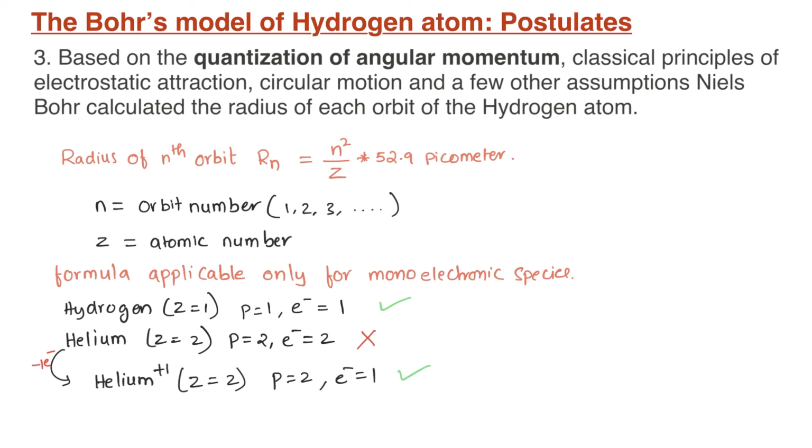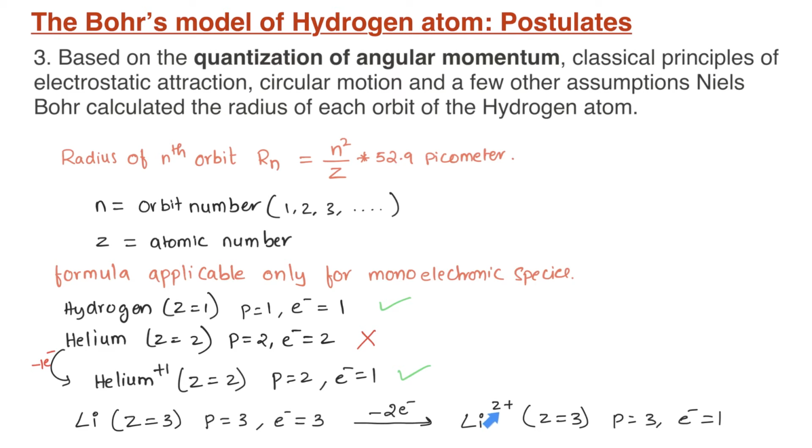Similarly, for a lithium atom with Z equal to 3, it has 3 protons and 3 electrons. However, if we remove 2 electrons from it, we get Li2+ ions, and the formula can be applicable for Li2+ ions.